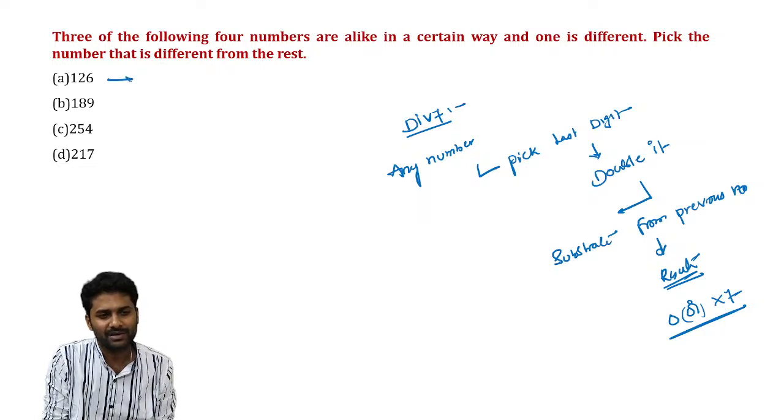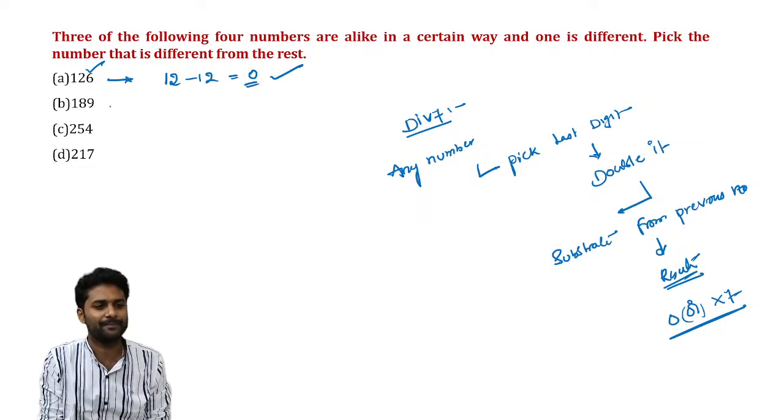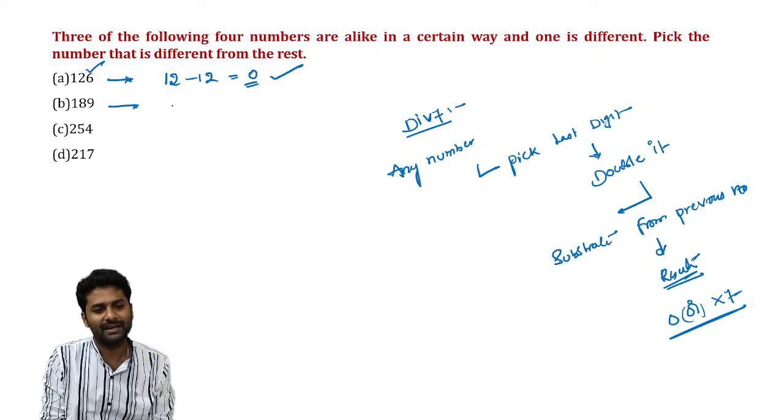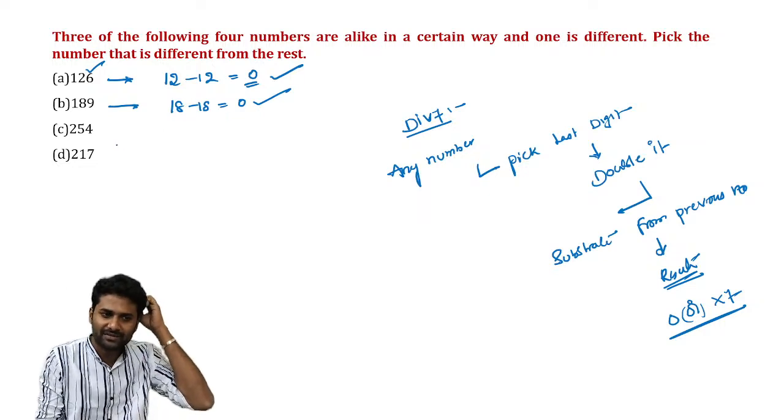Let's use this property here. 126, pick the last digit. Double of 6 is 12. 12 minus 12 you will get 0, so definitely it is divisible by 7. Let's go for 189. Double of 9 is 18. 18 minus 18 is equal to 0. If you get 0 difference, definitely it is divisible by 7.